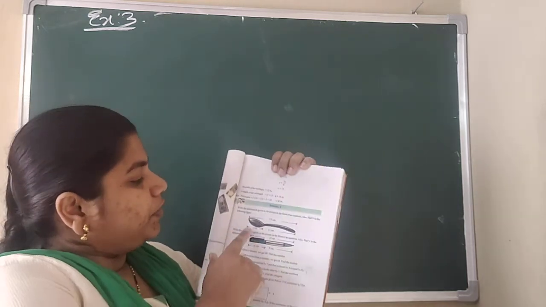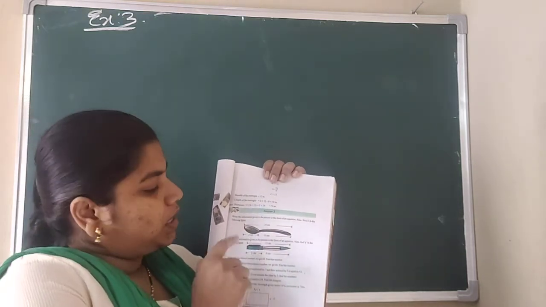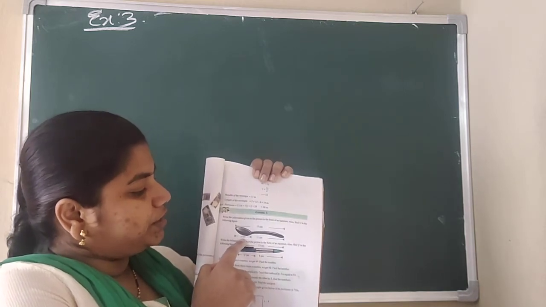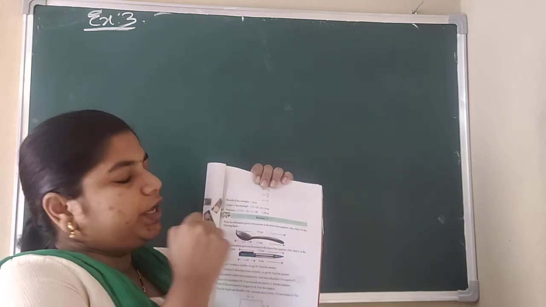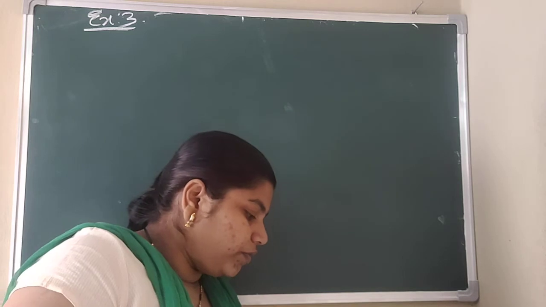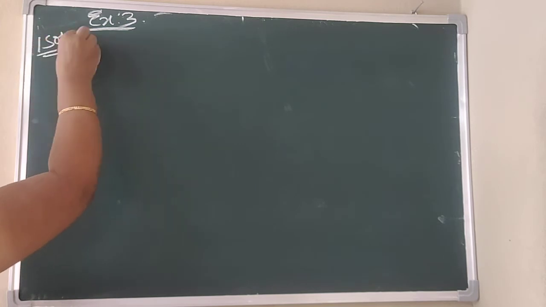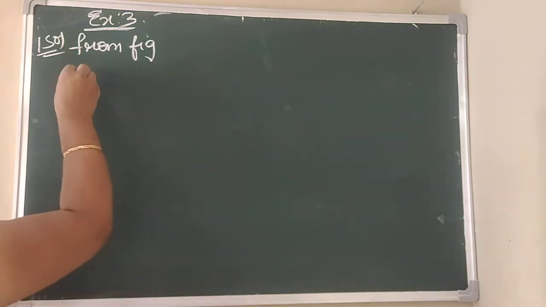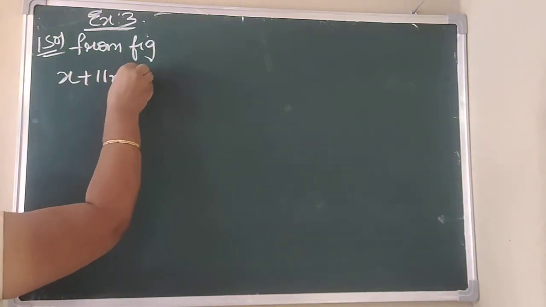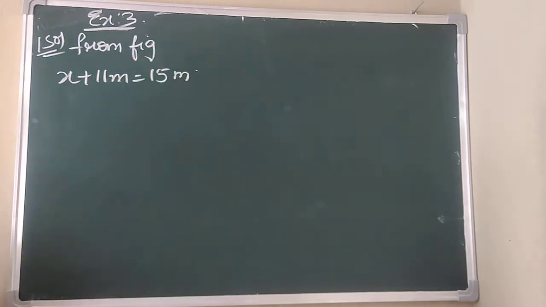In this, the full length of the teaspoon is 15 centimeters, and from here to here is x centimeters. From here to here it is 11 centimeters. If you add these two, then only it will be equal to 15 centimeters. So what we have to write here, from the figure we can write x plus 11 centimeters is equal to 15 centimeters. So that spoon has been divided into two parts. One part is x centimeters and the second part is 11 centimeters. The total length is how much? 15 centimeters.